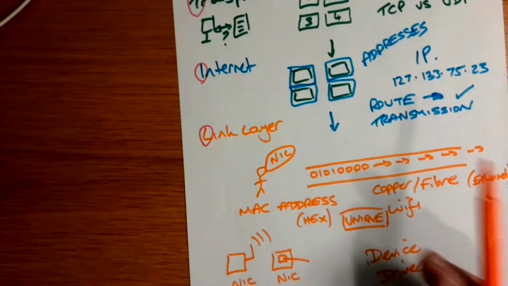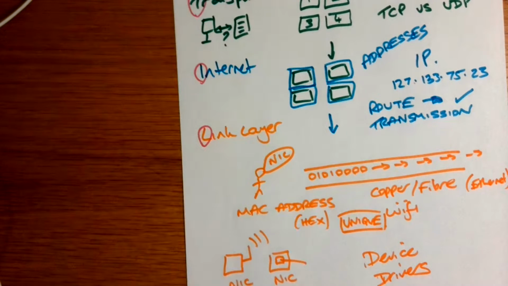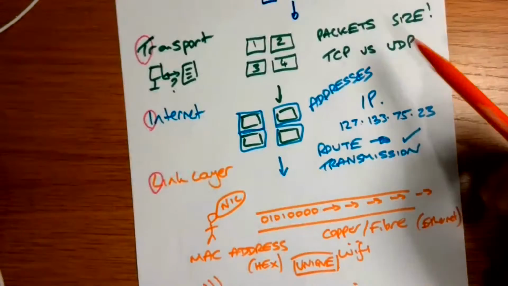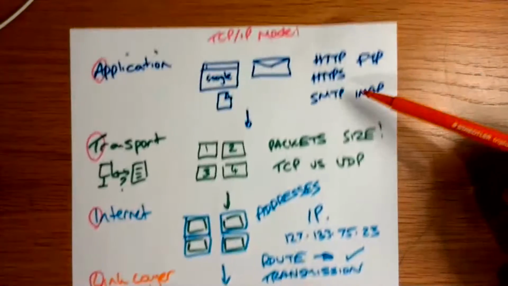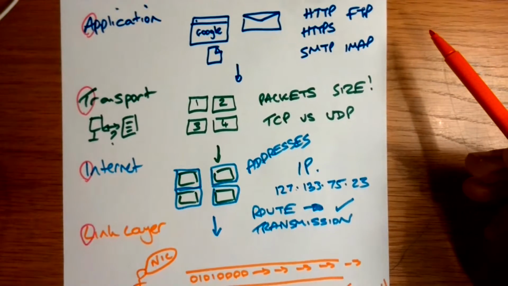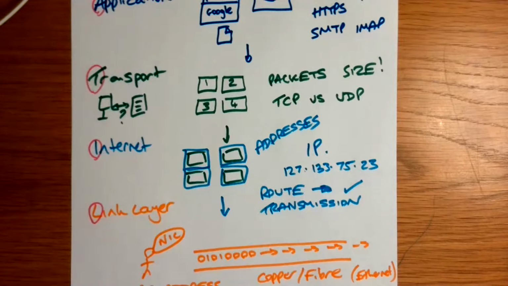And you've got your MAC address, and you've got the NIC down here that sends it out across the network in bits. And that's sort of the overview of the TCP/IP model and the different protocols that take place at each layer. HTTP, FTP, TCP, UDP, and then IP are your main protocols that happen at these different layers.